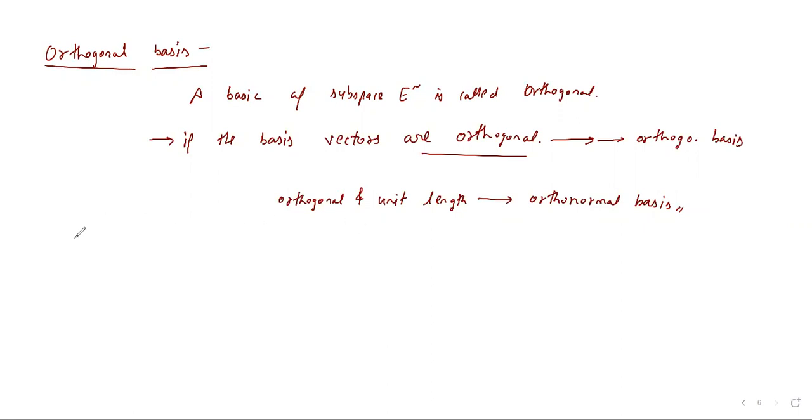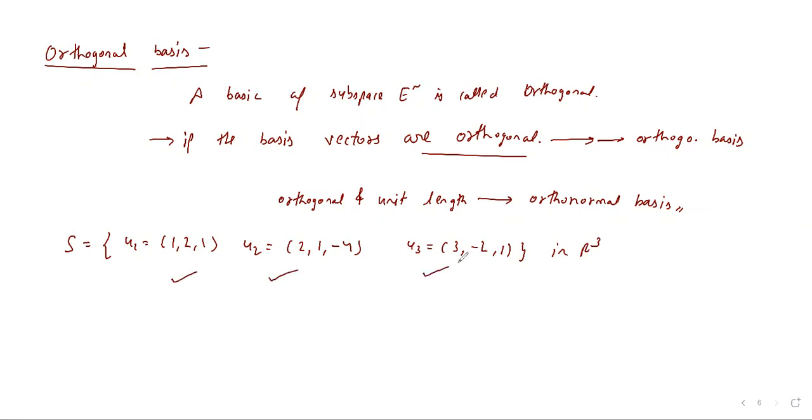Okay, so for this, let's consider the set S, which is u1 = (1, 2, 1), u2 = (2, 1, -4), and u3 = (3, -2, 1), in R cube. Now these vectors u1, u2, u3 are orthogonal. You can check it by taking their inner products, which are going to be 0. So if these vectors are orthogonal, we can say they are linearly independent, by the previous remark. So they will form an orthogonal basis of R cube.